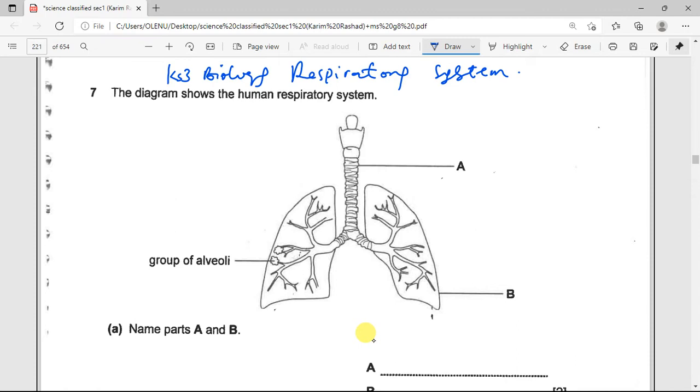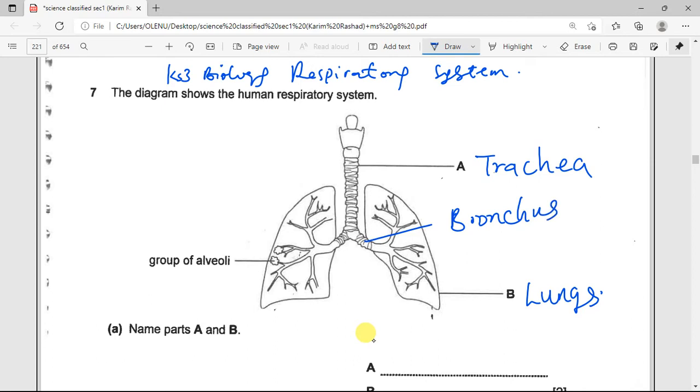First, the diagram shows the human respiratory system. We have a group of alveoli, we have the trachea, and we have the lungs. The first part is to name A and B. A here is the trachea, and B is the lungs. Remember, this here is the bronchus, and these smaller branches are the bronchioles. It's just for knowledge purposes. So name A and B: trachea and lungs, we've done that.